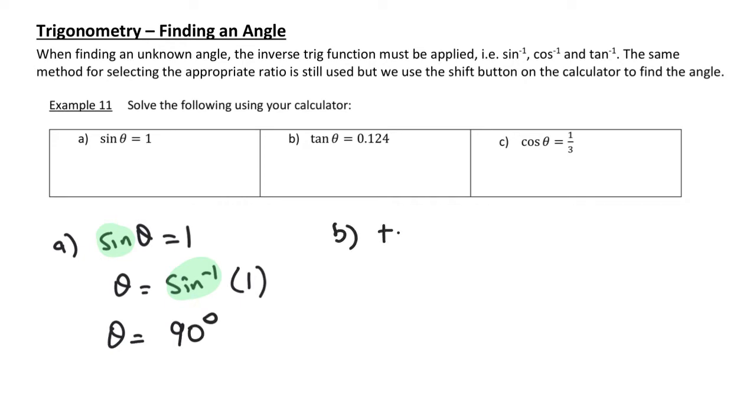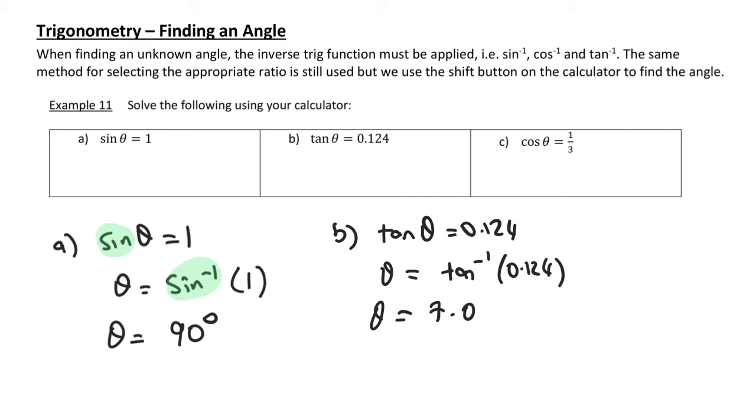For B, we've got tan theta equals 0.124. So then theta is going to be tan to the minus 1 of 0.124. And putting that into your calculator, we get an answer of 7.069 degrees.